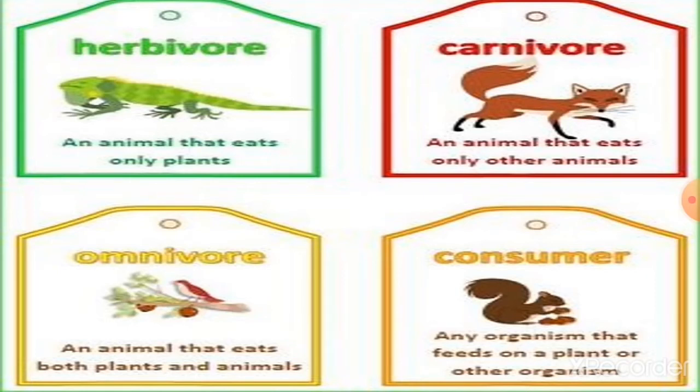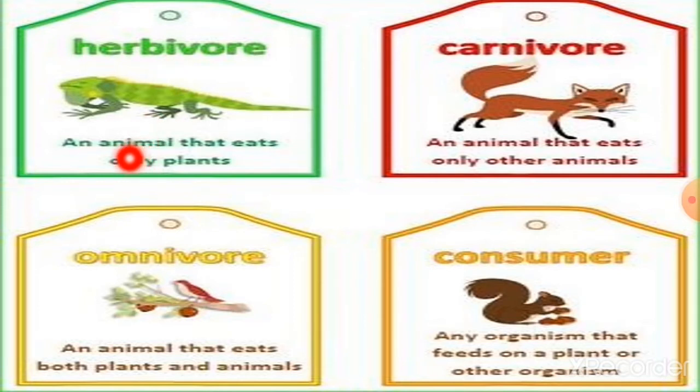Here, I already told you about consumers. Consumer means any organism that feeds on a plant or other organism. So, the animal or human being cannot make their own food. They depend on other animals or plants. So, these animals and human beings are called consumers. This consumer is classified into three types: herbivore, carnivore, and omnivore.